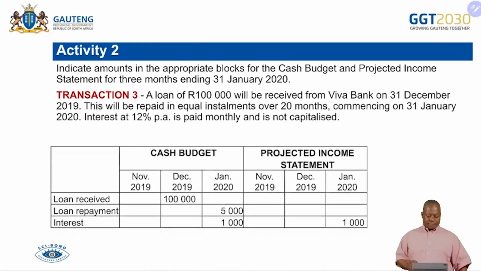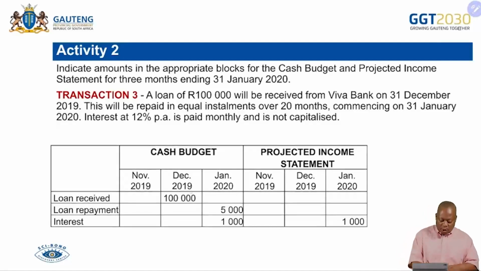This is about a loan. What are they saying here? They're saying a loan of 100,000 will be received from Viva Bank. This will be repaid in 20 equal installments starting in January. And then there's also an issue of interest. Let's deal with the amount received. Remember, when a loan is taken, we are receiving cash. The minute we are receiving cash, it means we are affecting our cash budget. So is our cash budget going to be affected? Yes. When? In December, when we receive the amount of the loan. And how much? 100,000.